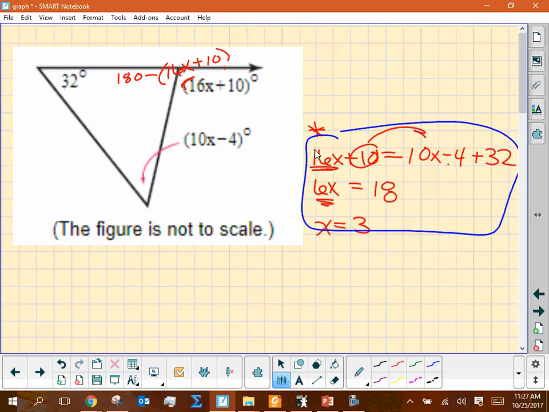If I didn't change this to a minus sign, I would be subtracting 48, but then adding 10, which is basically only subtracting 38. Does that make sense? Okay? So you need to distribute that negative.